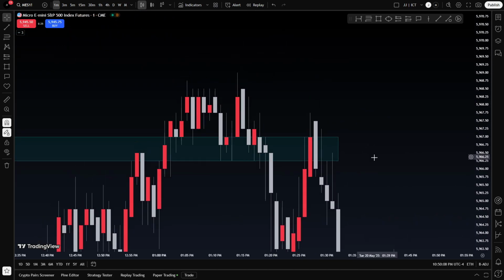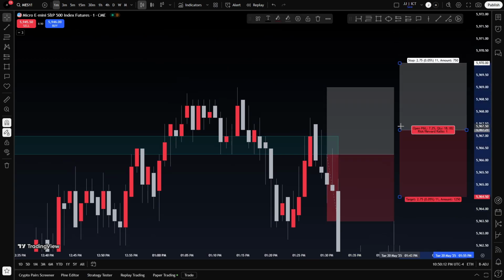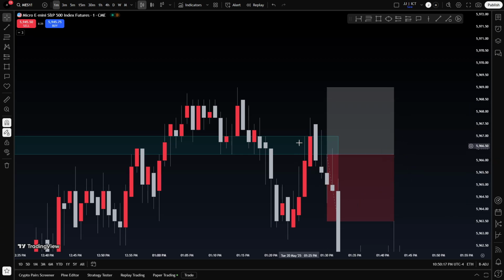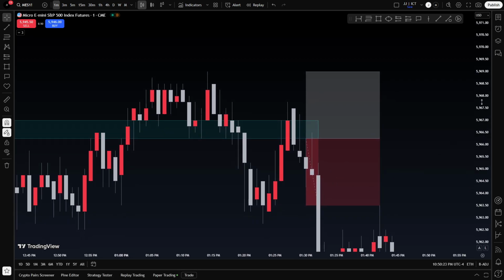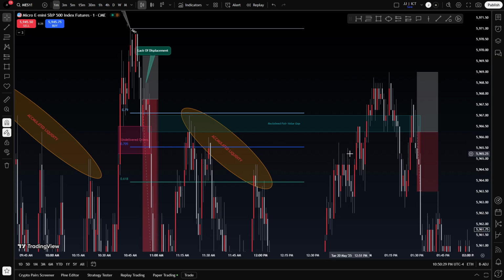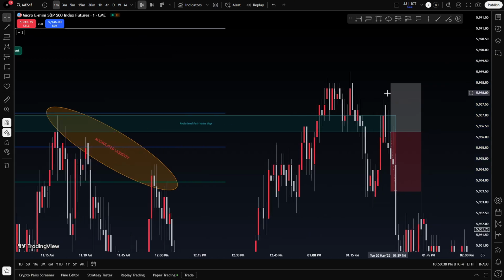So we're going to take our shorts right here, right there at the second tap of the reclaimed fair value gap, because around here it was still pushing through it a little bit, but we can see around here it started to move away from it. So that's where we want to get our entries, when it's moving away from it. And we set our stop at the high of the reclaimed fair value gap, which is right about there. So it's not too bad of a stop.